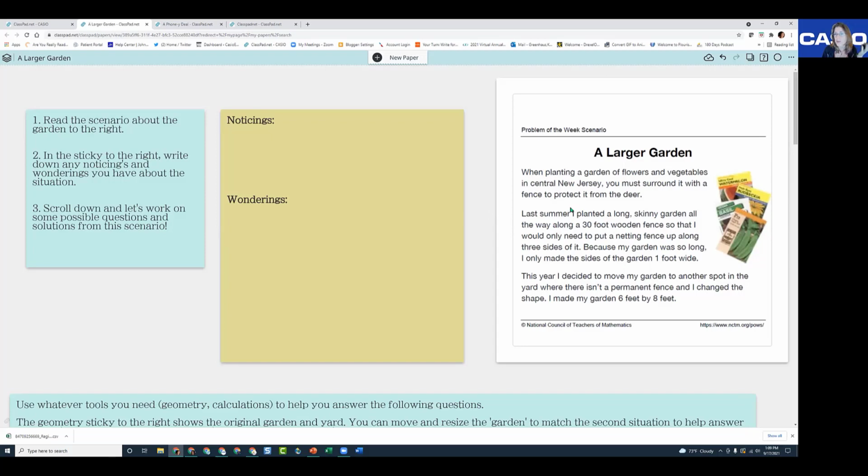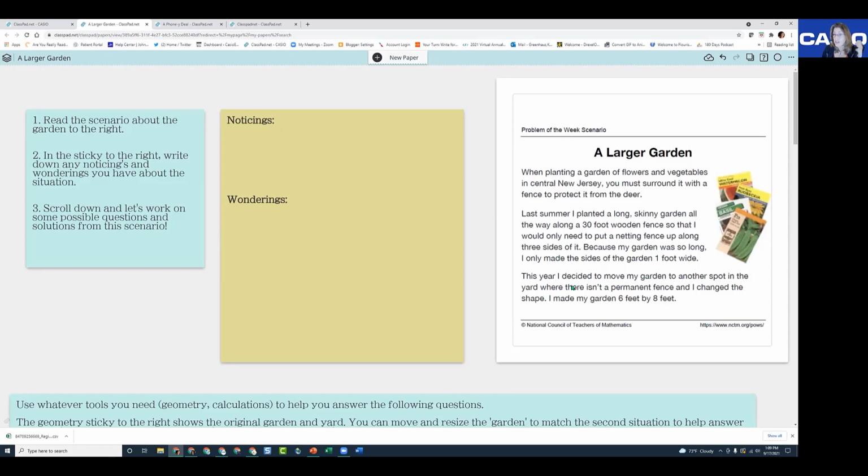So basically this is a garden, and they talk about how they made the garden last year a really skinny garden. So it was against a 30-foot fence. So they didn't have to actually build a fence there. And then they netted just 3 sides. So if you think about that, this is perimeter that we're talking about, and it's also area because they're telling us it was 30 feet by 1.